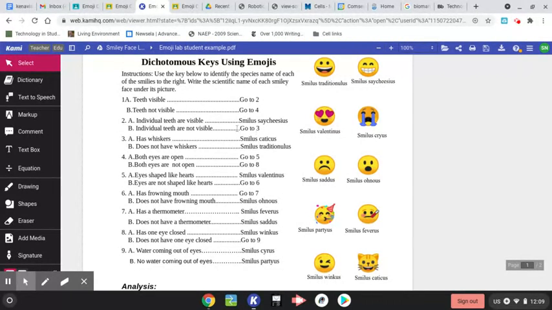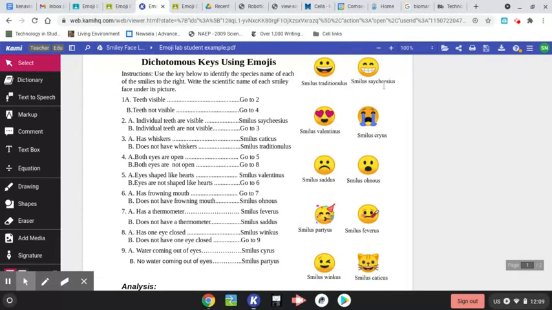Go to 3. Are individual teeth not visible? No, I don't see any individual teeth. So that's line 2. Go to 2. And are the teeth at least visible? Yes, I can see teeth here versus here, where I don't see any teeth. So that plays out. That would mean Smileless traditionalist is the only one of these 10 that has those characteristics: not having whiskers, not having individual teeth visible, but having teeth visible.